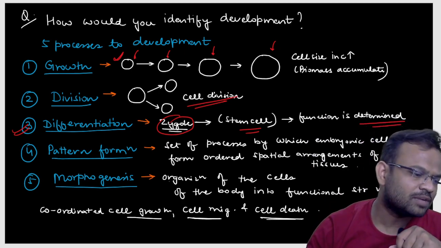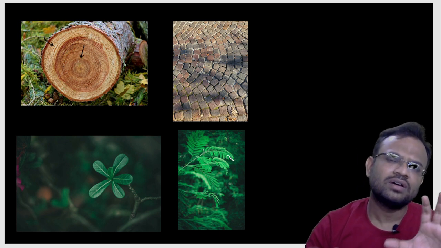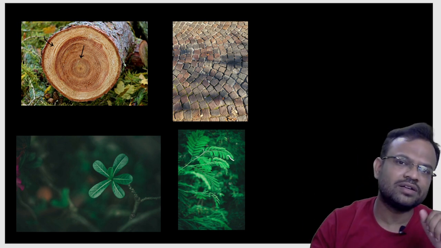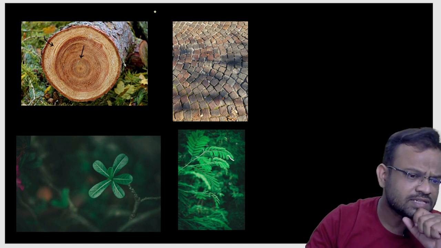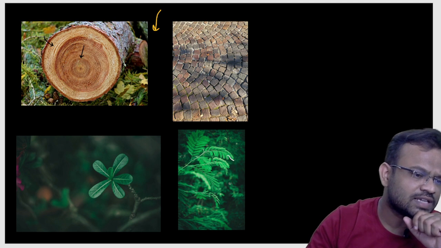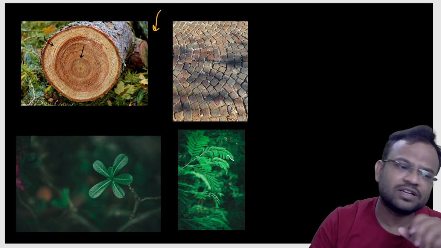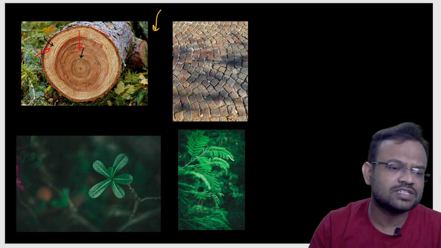Let me show you a diagrammatic representation of the different patterns that are present in different plants or in different places. Over here you can see that this is a log of wood. In the log of wood you can see that there is a continuous pattern. Initially there is light wood. After that the darker wood is present. Now this is a pattern.